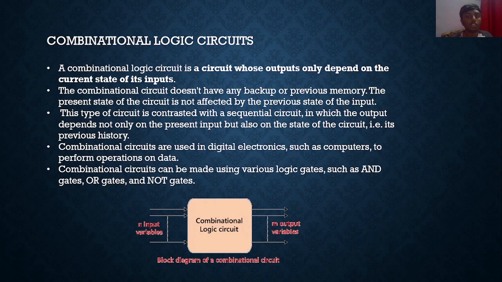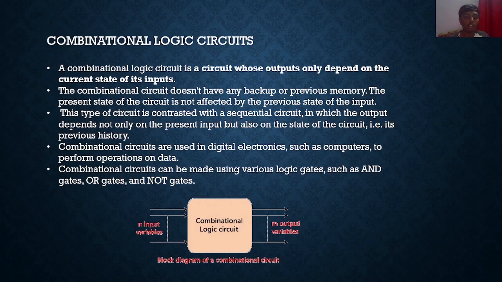What are combinational logic circuits? A combinational logic circuit is a type of circuit in which the output depends only on the current state of its input. A combinational circuit doesn't have any backup or previous memory, hence does not store any previous state of its input, and it depends only on the present state of the input. Unlike the sequential circuit, in which the output depends not only on the present input but also on the previous state of the circuit.